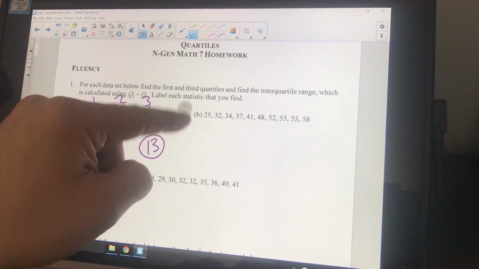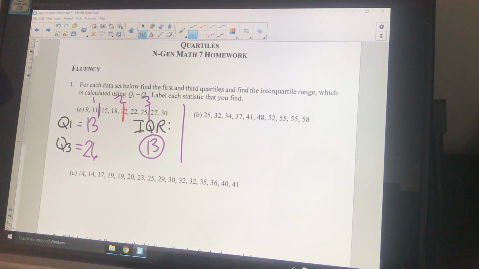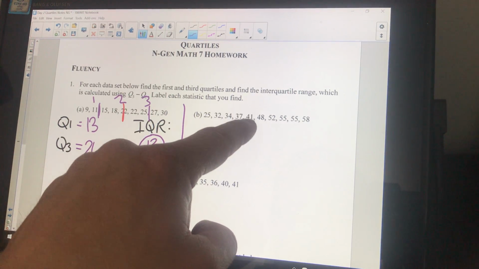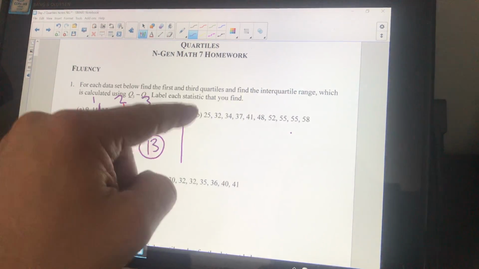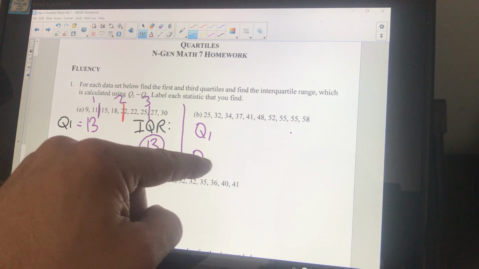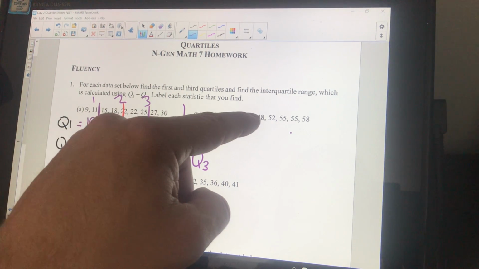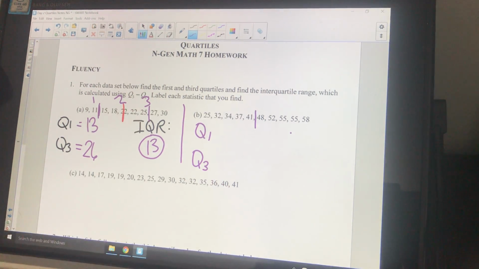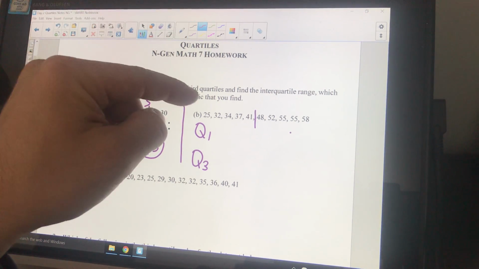Hopefully that's how you did it. Let's look at letter B. Right? 1, 2, 3, 4, 5, 6, 7, 8, 9, 10 numbers. Okay, so that makes it a little different than the last one. Okay, 10 numbers. 1, 2, 3, 4, 5, right in between 41 and 48. If I needed to find quartile 2 or the median, I'd average those 2 numbers. Now, the lower quartile, or quartile 1.